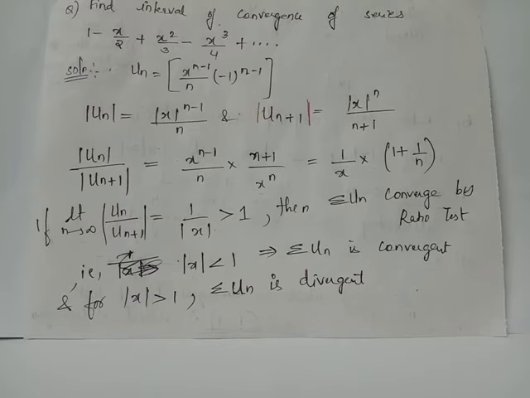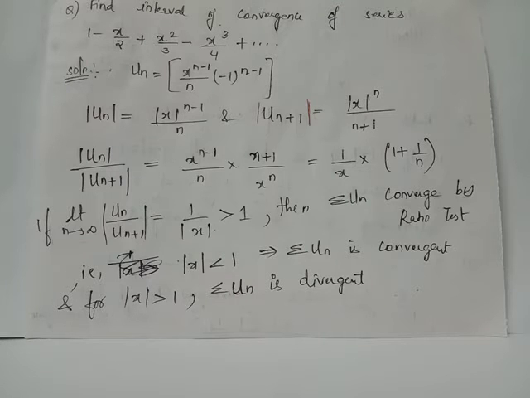Now we will analyze the nature of the series at the endpoints, that is at x equals 1 and at x equals minus 1. When you consider modulus of x equals 1, the two possible values are x equals 1 and x equals minus 1, which are the endpoints of the interval to be examined. At x equals 1, this series will become 1 minus 1 by 2 plus 1 by 3 minus 1 by 4 plus etc.